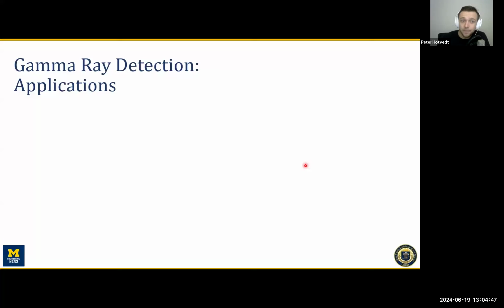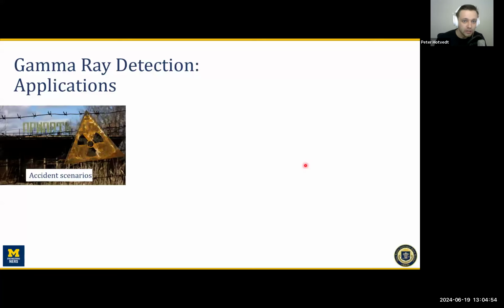All right. So, gamma ray detection applications. The obvious one that you might think of when we think about nuclear power and nuclear energy is accident scenarios. If something bad happens at a nuclear power plant, we want to be able to know. We want to be able to say that we know what's gone wrong here, and we want to be able to point to it and say, this is what has happened.